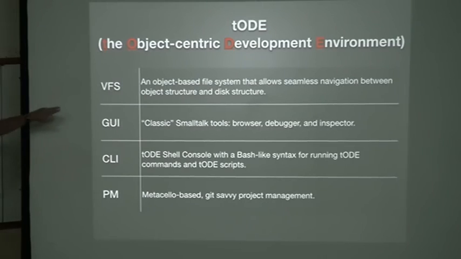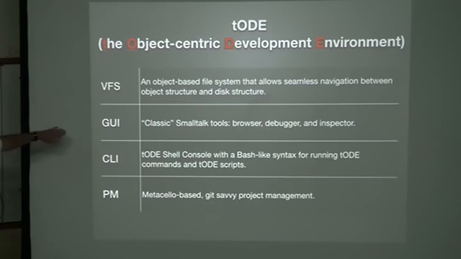We have a virtual file system, and what that is, each tODE image has an object directory structure based on objects. But you're able to have links down onto your disk structure. And that means that you can basically seamlessly move from inside your image to disk, and in the future to another image, to another disk, to another image, and on and on.